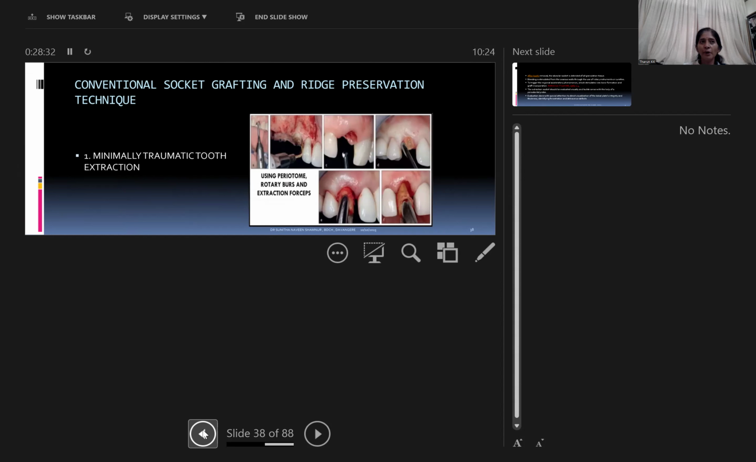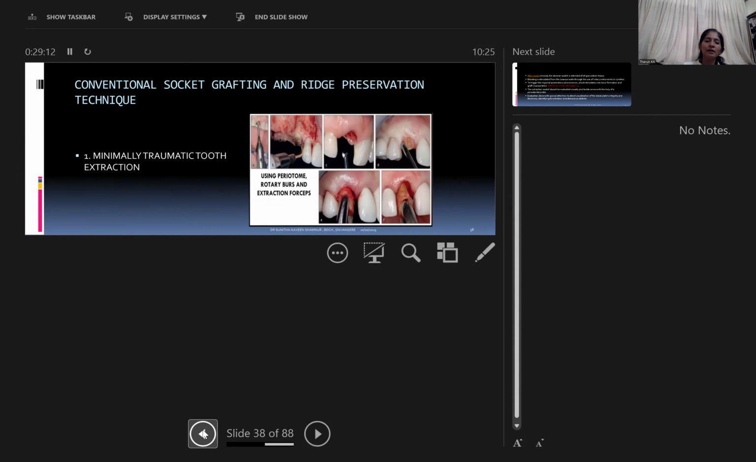During extraction, most of the time we use our elevators to expand the buccal cortical plate and then use our elevators to remove the tooth. There is a slight change in the technique here. Without causing any expansion of the buccal cortical plate, you need to remove the tooth or the root fragment, thereby maintaining the volume of the soft tissue there. Immediately following the removal of the fragment, you simultaneously graft the extraction socket.